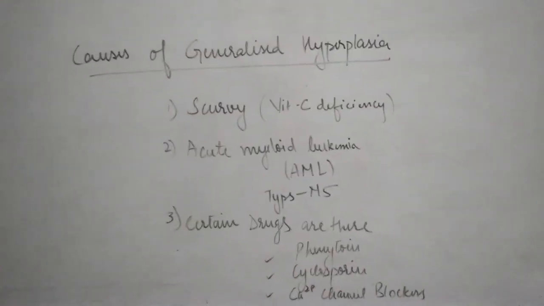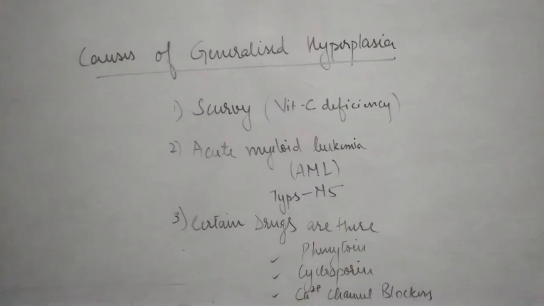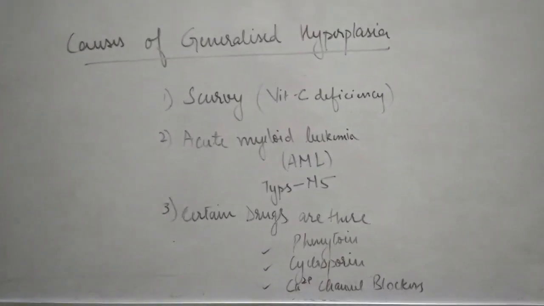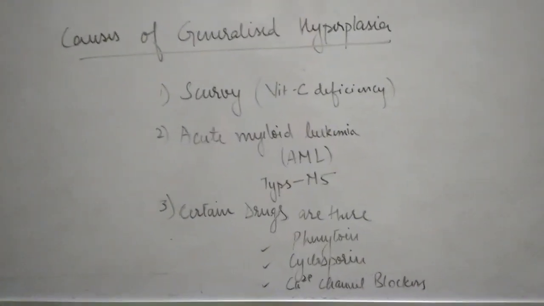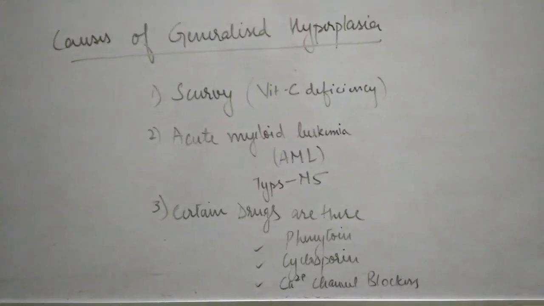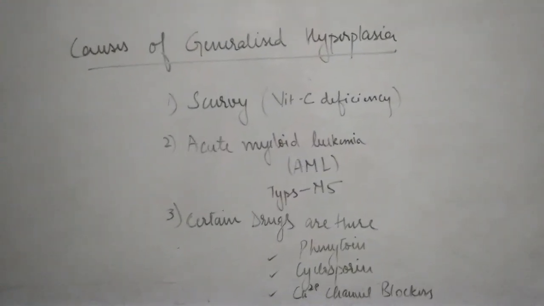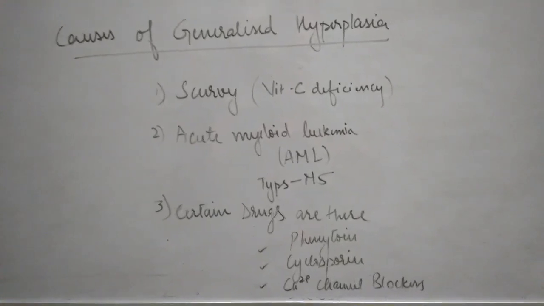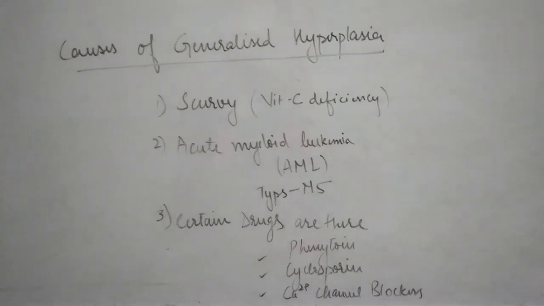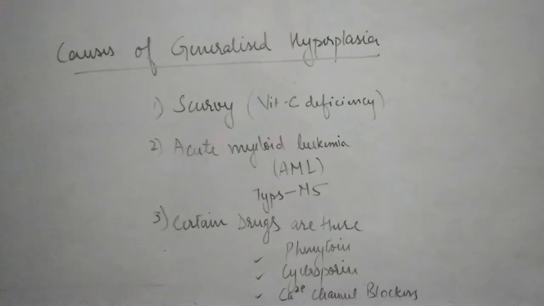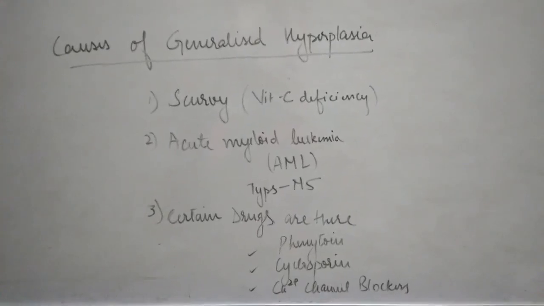Now there are some causes of generalized gingival hyperplasia. Three causes are mainly there. First is scurvy, that is vitamin C deficiency. Second is acute myeloid leukemia, that is AML, of type M5. And certain drugs are also responsible for generalized gingival hyperplasia, for example phenytoin, cyclosporin, and calcium channel blockers. Calcium channel blockers include drugs like verapamil and nifedipine. These drugs are given to certain heart patients. So these are the causes of generalized gingival hyperplasia.